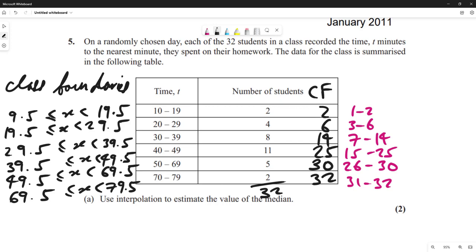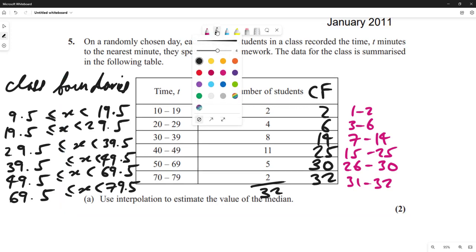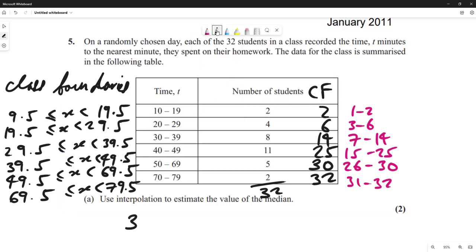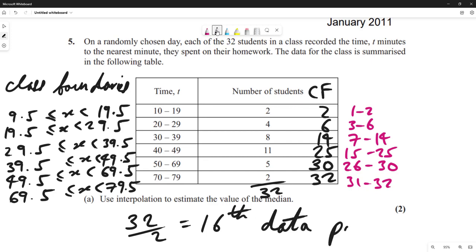So we know we have 32 values. So let's do what we did last time. We say that we do 32 divided by 2. So we want the 16th data point. So where does that 16th data point lie? Well, it must lie in this group. So we go across and this is the class boundary that we need. So it's going to be 39.5 and 49.5.